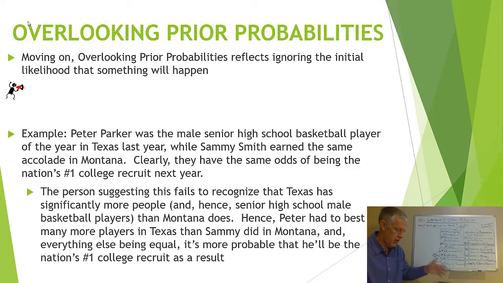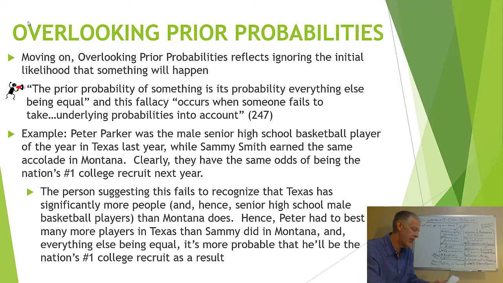Okay? So again, this is slide 16. The second point down is a quote from page 247. Quote, the prior probability of something is its probability of everything else being equal. And this fallacy, quote, occurs when someone fails to take underlying probabilities into account, end quote. So that's from page 247. I forgot what example they actually used.